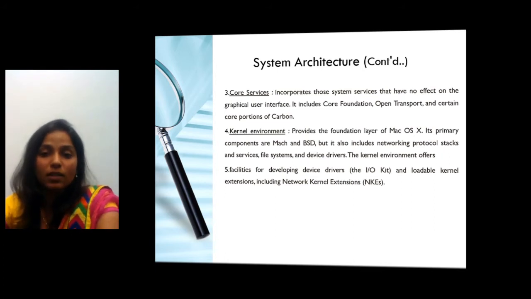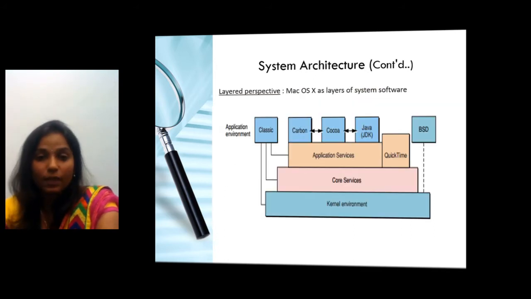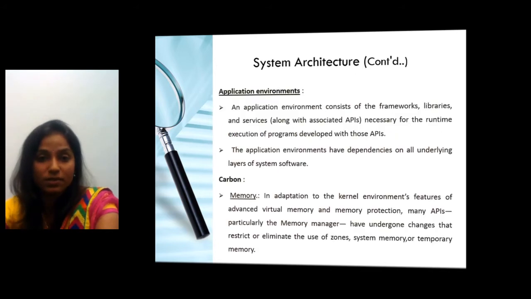Kernel environment provides the foundation layer of Mac OS X. Its primary components are Mach and BSD, as we discussed before, but it also includes the networking protocol stacks and services, file systems, and device drivers. The kernel environment offers facilities for developing device drivers and loadable kernel extensions, including network kernel extensions. The layered perspective of Mac OS X is shown in the following diagram, where the lowest layer is the kernel, above it is core services, above that is application services, and above that is the application environment.